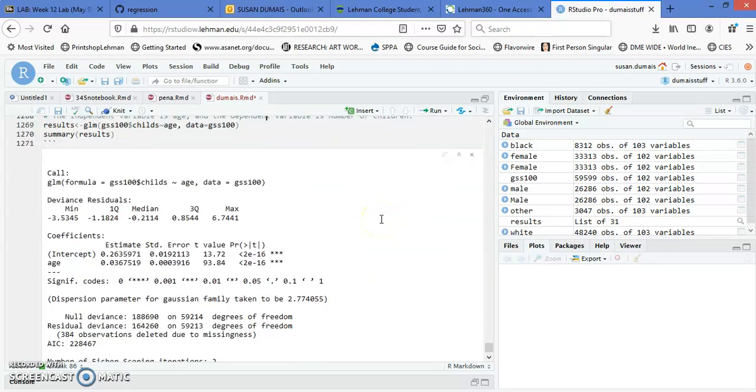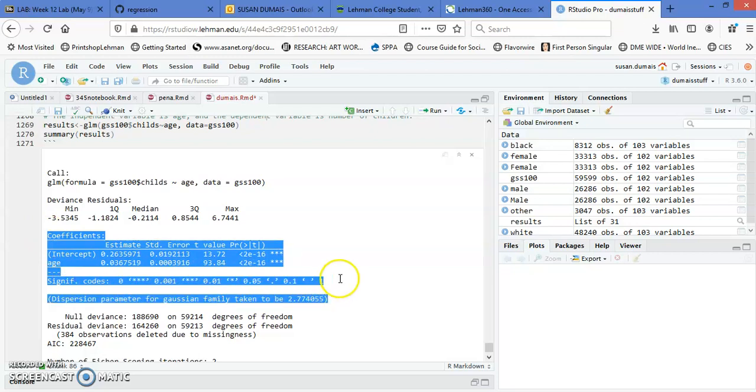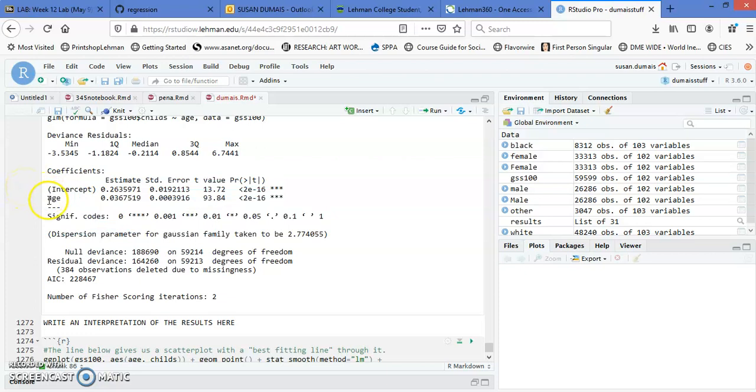And so you get a lot of stuff here, and the part that I really want you to focus on is the part that starts with coefficients and that ends with that line signif codes. That's really all you need to be looking at when you are doing your interpretation of your regression results. And so what we're focusing on here is the line for age. So you get an estimate here.